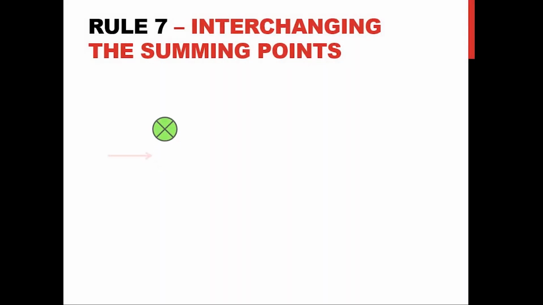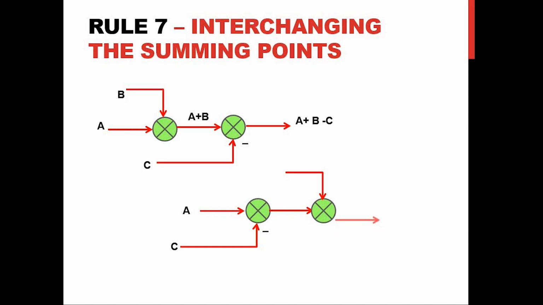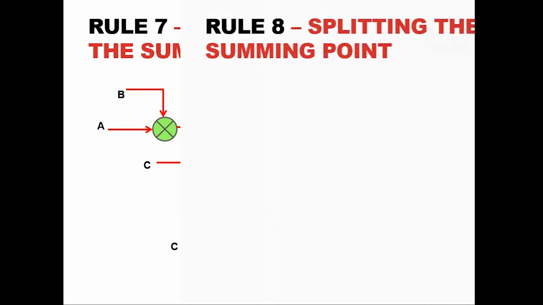Rule number 7, interchanging the summing points. When we have 2 summing points for which we have inputs called A, B, the output of the first summing point will be A plus B. For the second summing point we have another input called C. The output will be A plus B minus C. Now we can interchange the first and second summing points in the same manner. We will be having the same output. For the first summing point, A and C are the inputs. For the second summing point, the input we have here is B. So now we have A minus C as one input and B as the other input. So totally we have A minus C plus B.